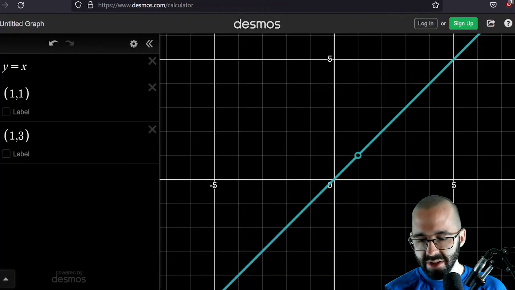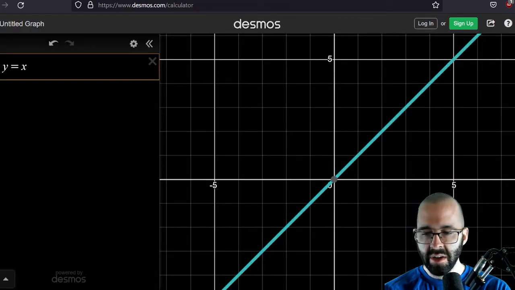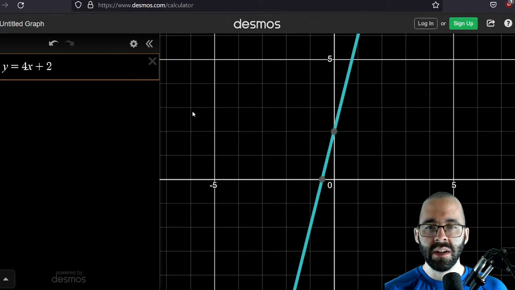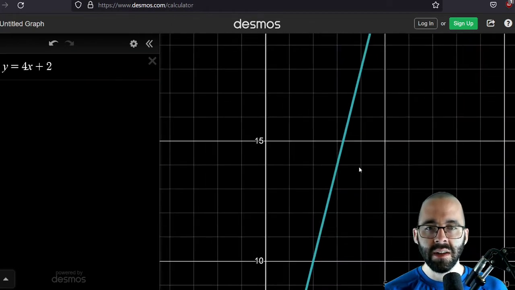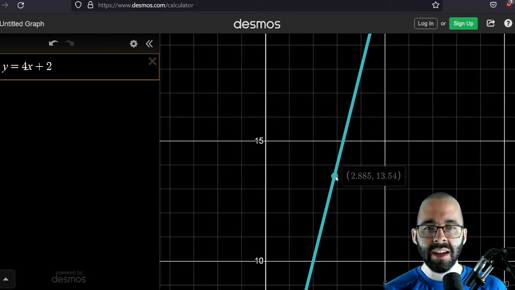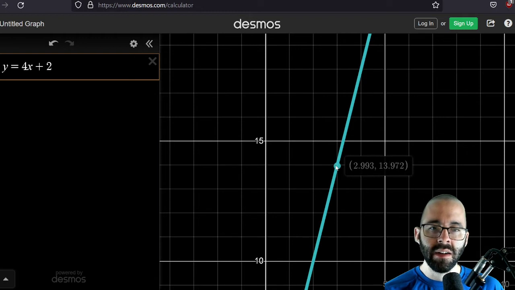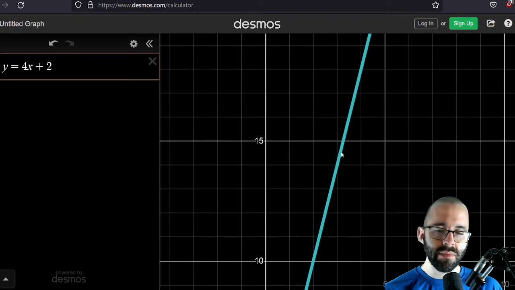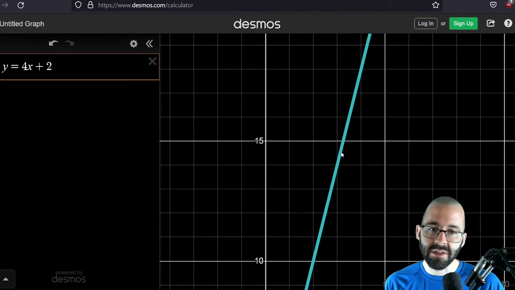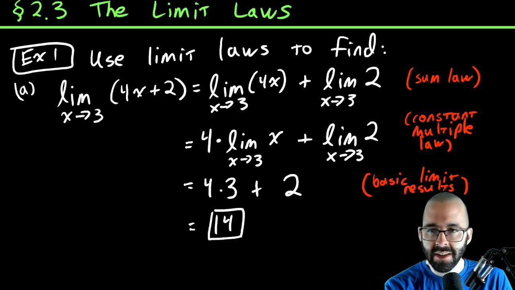We could look at this graphically as well. Y equals 4x plus 2. As x is approaching 3, what is y doing? As x is getting really close to 3, y is approaching 14. And in this case, the function value also equals 14, but that's not a requirement for limits. We'll talk more about that later.